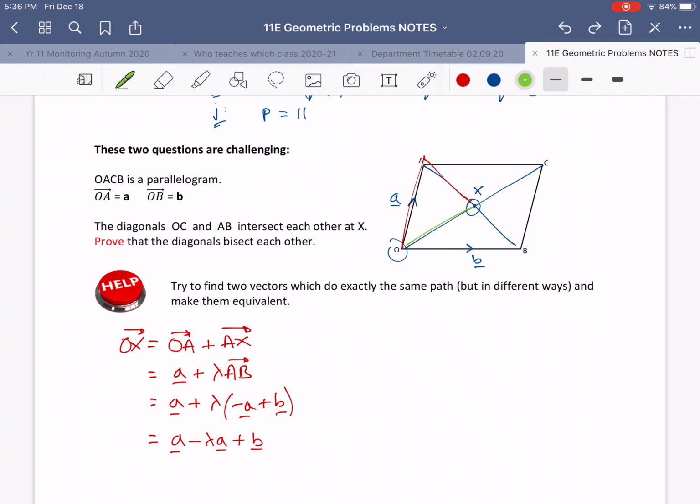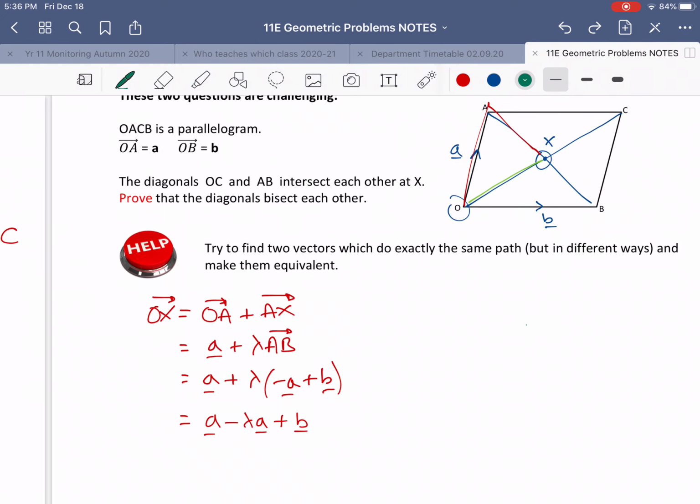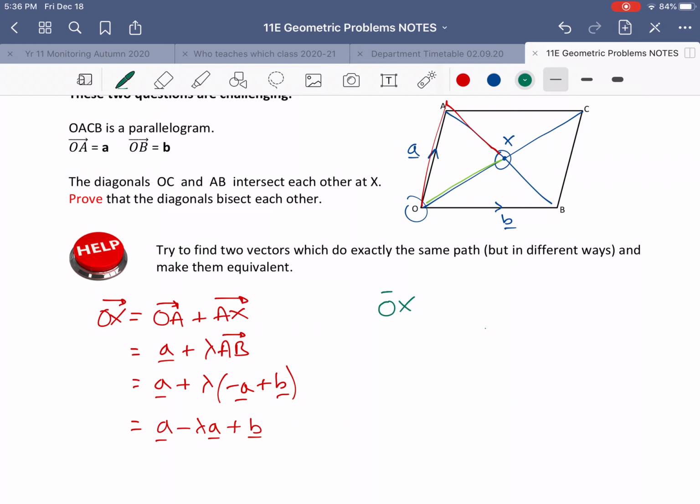The green route, I'm going to write in that green. O to X is just going from here to here, going along there. Well, that is a fraction of the whole journey of O to C. Now, I know it should be a half, but I'm not allowed to quote a half because I'm being asked to prove it. So it's some sort of amount of O to C.